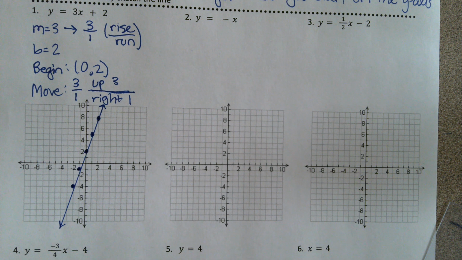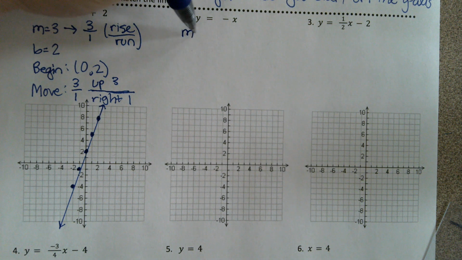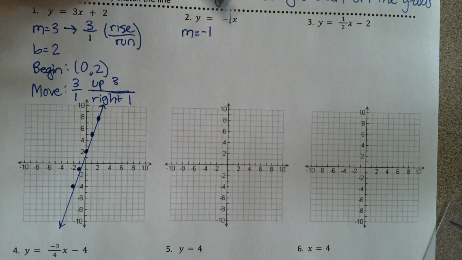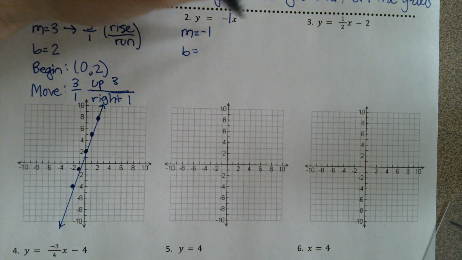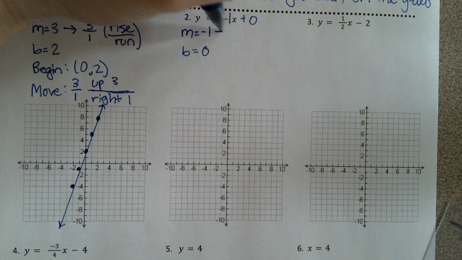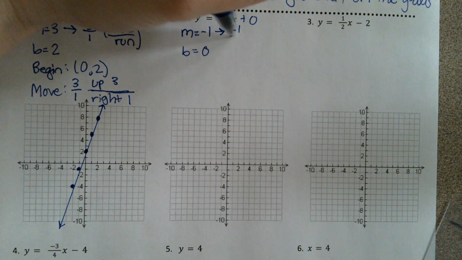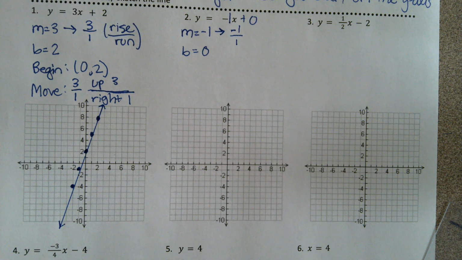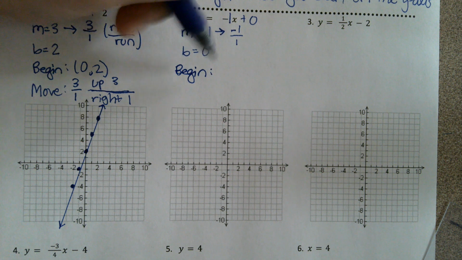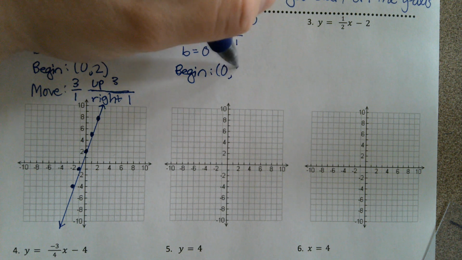Number 2, y equals negative x. M is negative 1. We'll treat that as a negative 1 on the front there. And b is not written. That means it's 0. And we'll rewrite the slope as negative 1 over 1. So we begin at b, which is 0. So our point is 0, 0.